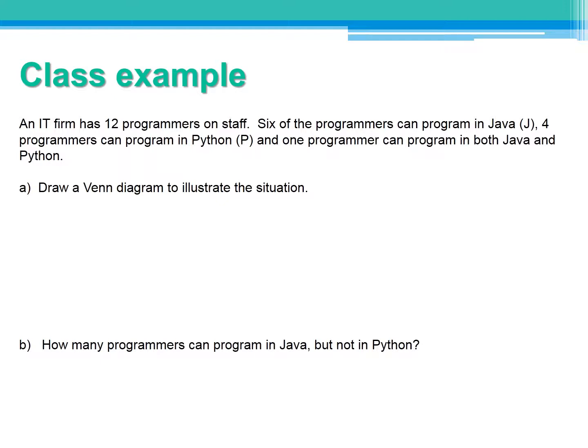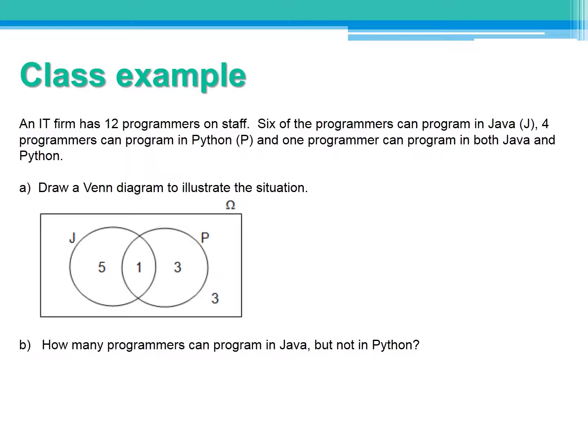Okay, then later on in this module, it will be really useful if you can draw Venn diagrams and indicate the different outcomes in the different sections of your Venn diagram numerically. So I included a class example for you over here. So I tell you, an IT firm has 12 programmers on staff. 6 of the programmers can program in Java, and that event is indicated by J. 4 programmers can program in Python, and that event is indicated by P. And 1 programmer can program in both Java and Python. Then in question A, I ask you to draw a Venn diagram to illustrate this situation.